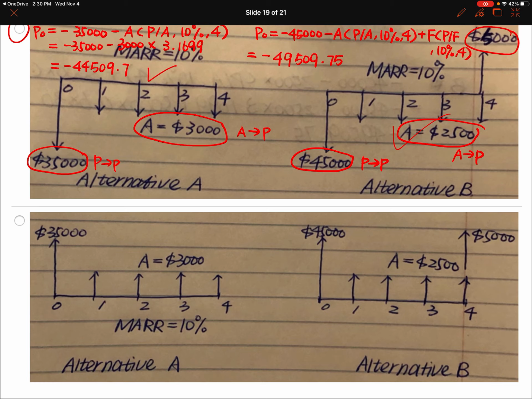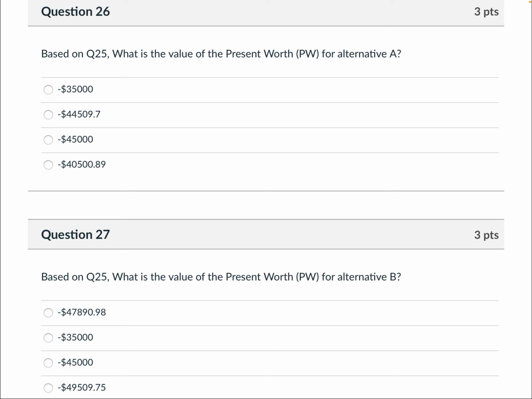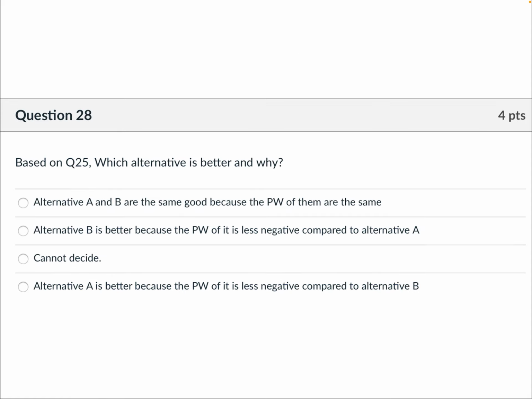Okay, and then you just need to compare which one is less negative. Of course, this one is less negative, so A is your choice. So you just need to choose the answer, and then alternative A is better because it's less negative.